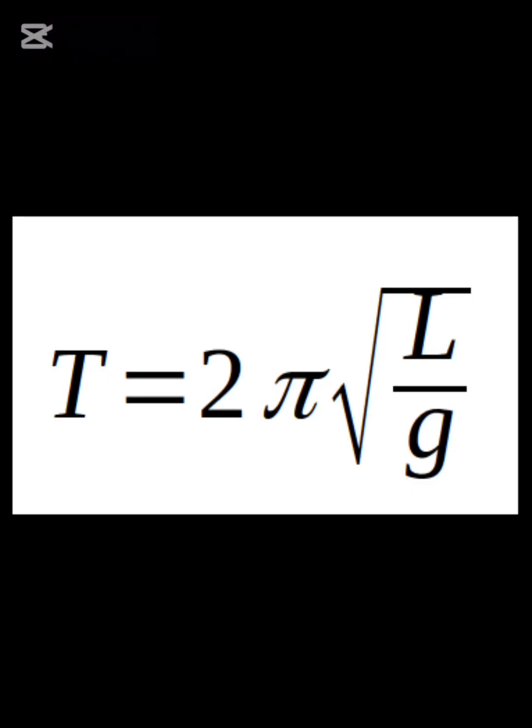For the experiment, I used the formula for the time period of a pendulum. This formula tells us that the time period depends only on the length of the string and gravity, not the mass of the bob or the release angle, as long as the angle is small. Longer pendulums take more time to complete an oscillation, which is the core concept we tested.